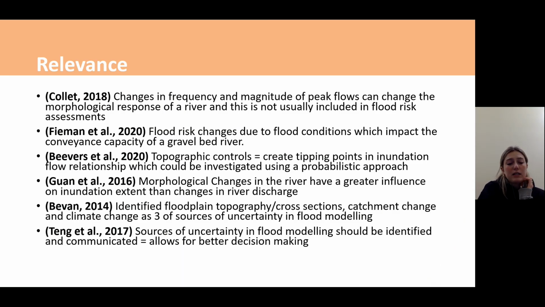In 2014, Bevan identified that there were several sources of uncertainty in flood modelling, three of which were floodplain topography and cross-sections, catchment change and climate change. In 2017, it was made evident that these sources of uncertainty in flood modelling should be identified and communicated to allow for better decision making and flood management.